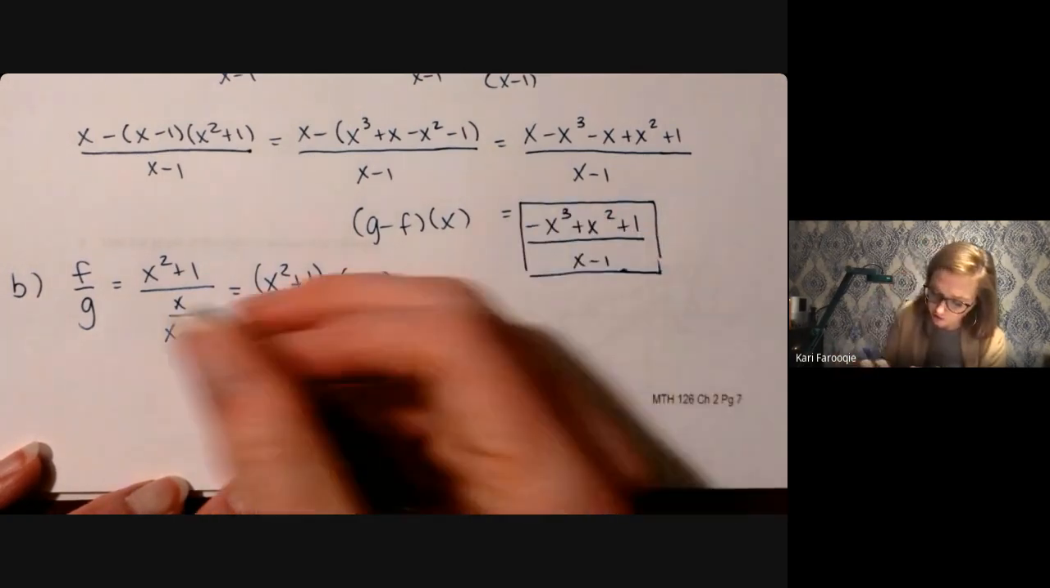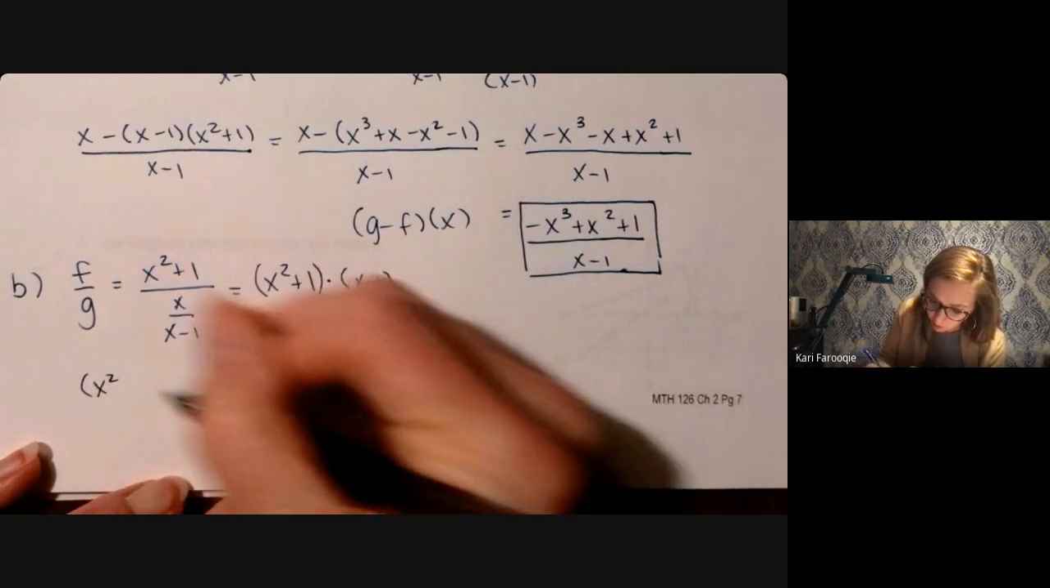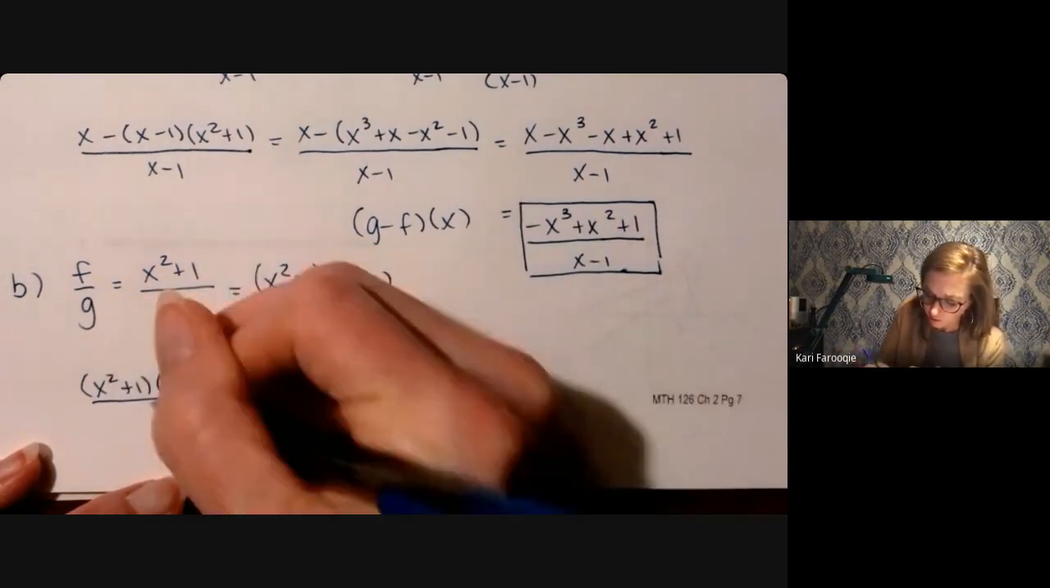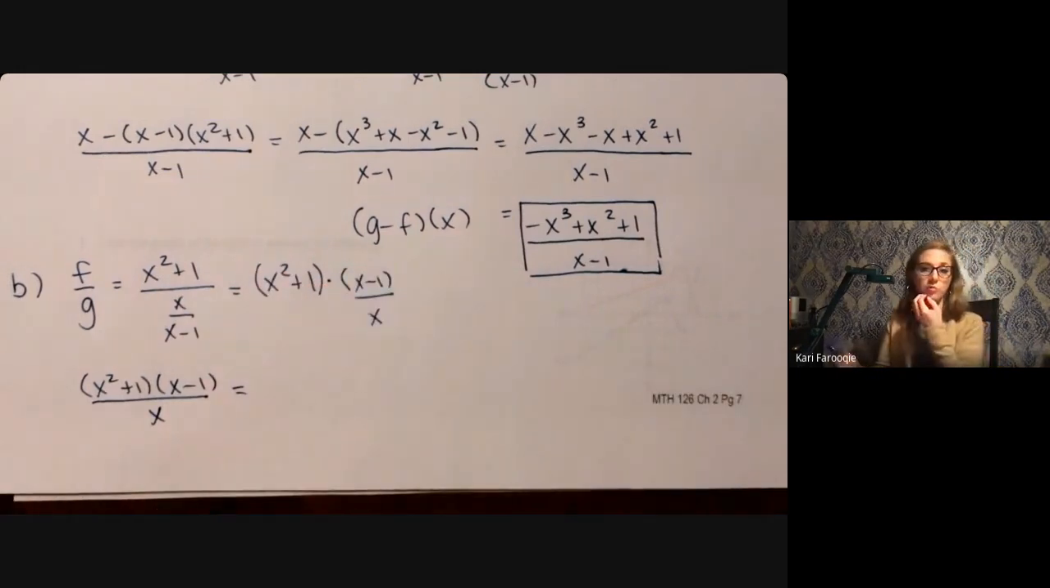So we can go ahead and say that this is just x squared plus 1 times x minus 1 over x, and then we'll just multiply through in the denominator. Did we already multiply this out? Yes, we did.